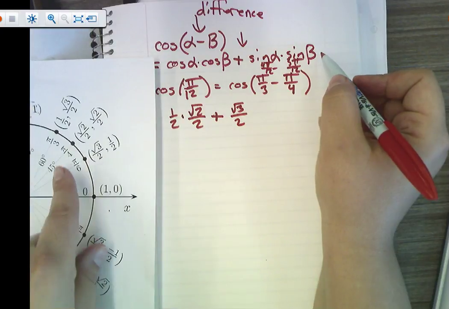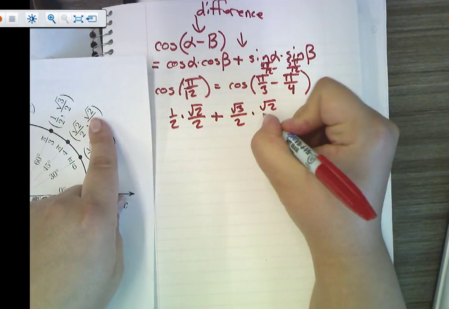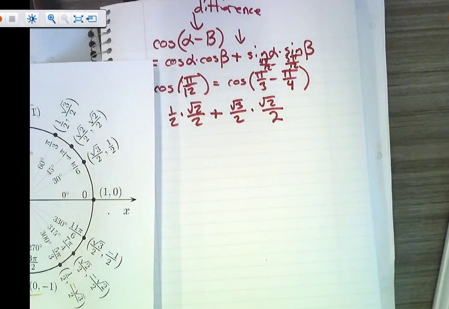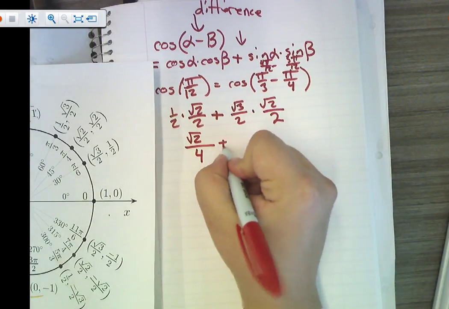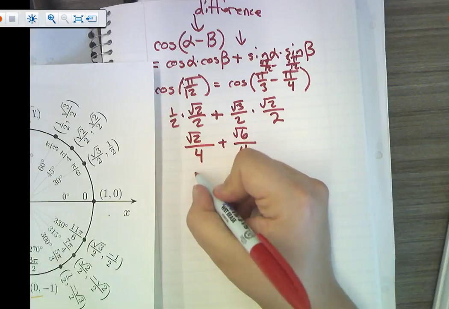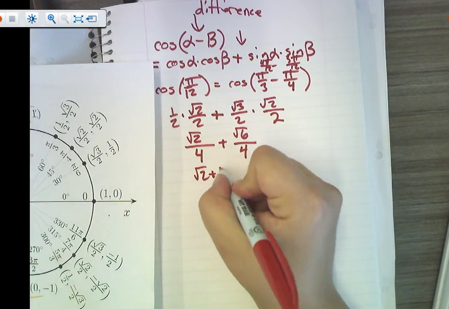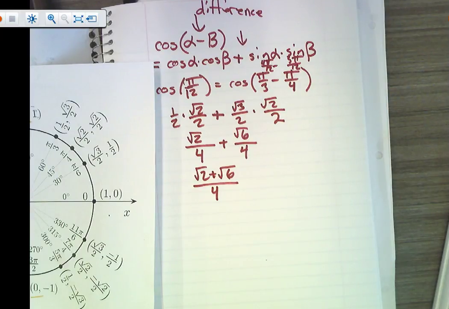Sine of beta, beta is pi over 4, square root of 2 over 2. Do the multiplications. A lot of these things are going to look really similar, because they're already looking similar. So I have the square root of 2 over 4 plus the square root of 6 over 4. So you'll have the square root of 2 plus the square root of 6 all over 4. Okay, so that's what your final answer looks like.